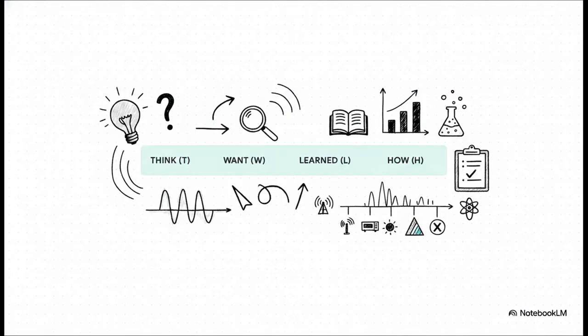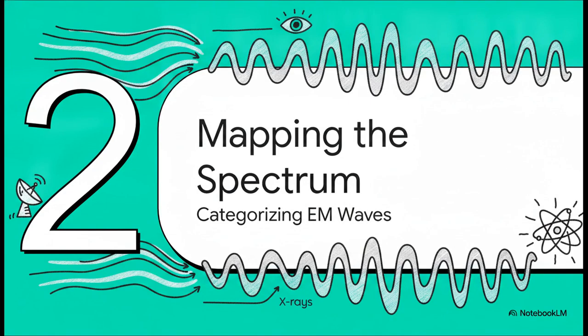Before we go deeper, I want you to take a quick mental inventory using this TWLH framework. Ask yourself, what do you think you already know about electromagnetic waves, and what do you want to know? By the end of this explainer, we're going to lock in exactly what we learned today and exactly how we know it. Moving right along to Section 2, Mapping the Spectrum.